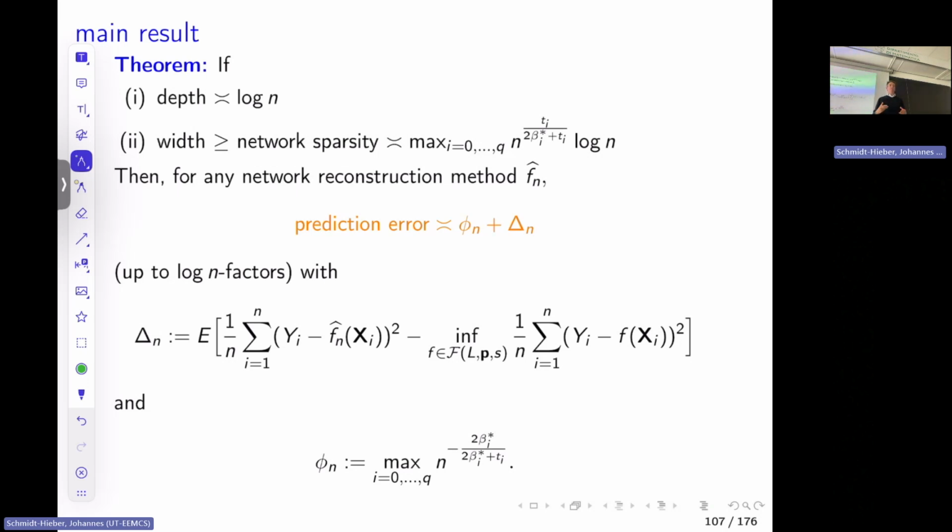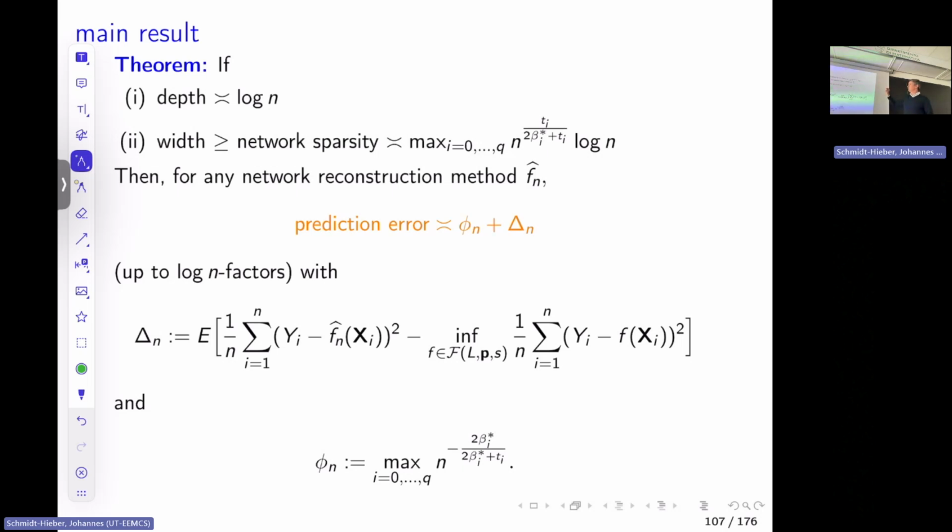So we call it the non-adaptive case in nonparametric statistics. They depend on these t_i, beta_i stars and so on, but it's just on these coefficients, not on the function itself, right? So just basically one number here that tells you something about the complexity of the function class. And you have to calibrate your network sparsity, the number of non-zero parameters in your network, of this order. I also will discuss this later.